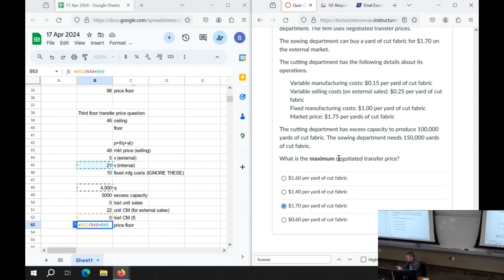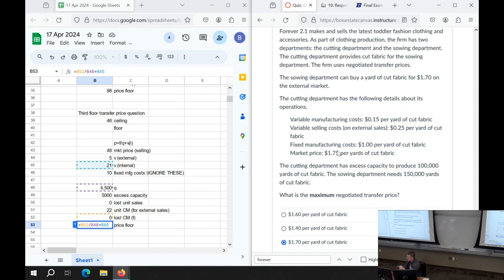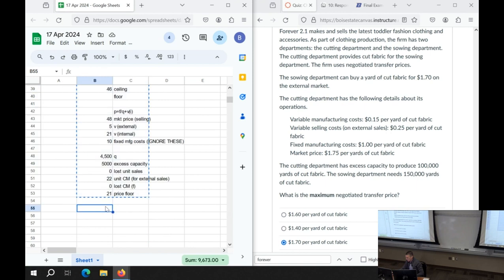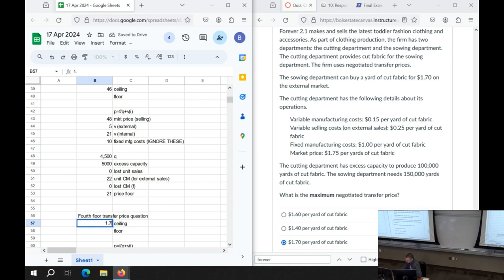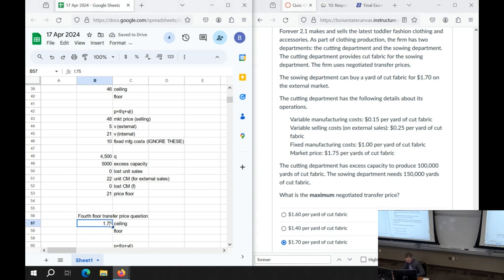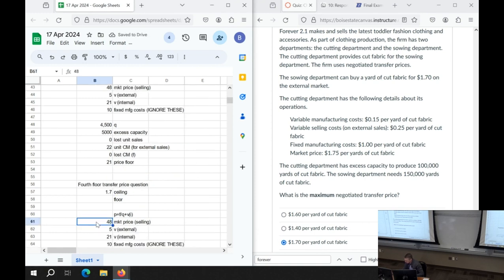If it asks for minimum negotiated transfer price, we'd have to go through, I guess not that hard. We could copy over. Might be giving away the game here that this is pretty simple and consistent. We have market price of 1.75. It's down here at the bottom, though. We have 1.7 is the ceiling for the buying department. Right here is 1.75. And then we have variable manufacturing costs. Oh, here we go. External.